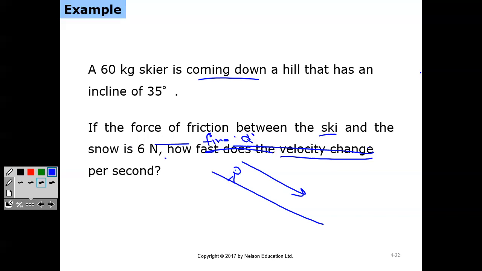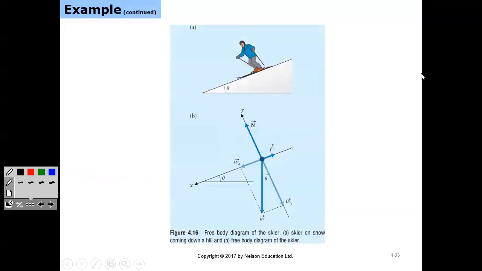What should I use? Newton's second law. Net force is equal to mass into acceleration. If you know the forces, if you know the mass of the skier, then we can find the acceleration. But it's a two-dimensional problem, okay? Because we are having forces in a plane in both the x and y direction. Net force equals ma, right?